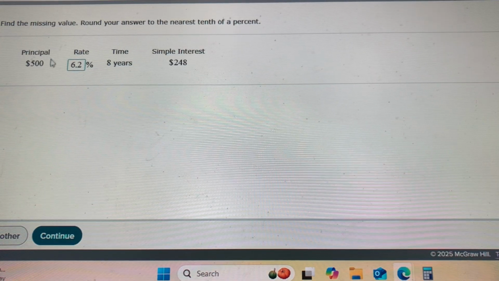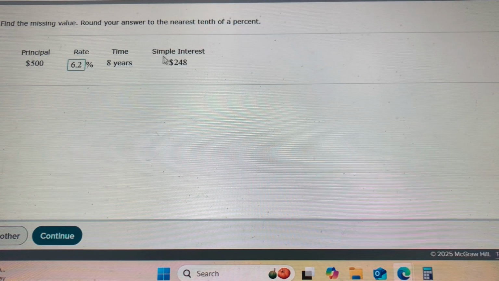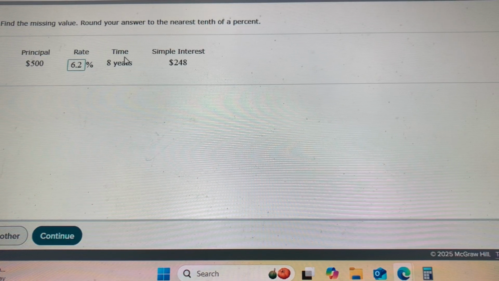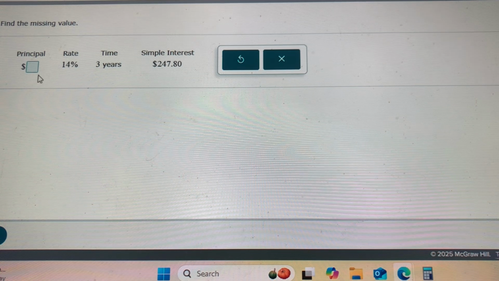So usually the interest is unknown, and we have these 3 given to us. But we've had 2 where time was unknown, 1 where rate's unknown, maybe there'll even be 1 where the principal's unknown. Yep, here it is right here, principal's unknown.